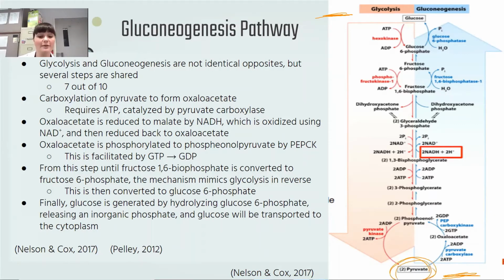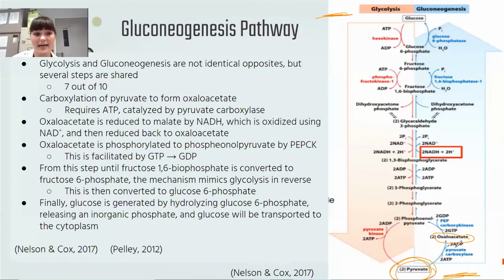But to zoom in and talk a little bit more specifically, we're going to see carboxylation of pyruvate, again where we're starting out for gluconeogenesis, and we're going to form oxaloacetate from that. That is going to require ATP, and it's catalyzed by pyruvate carboxylase. And then that oxaloacetate is reduced to something called malate by NADH, which is oxidized using that NAD+, and then reduced back to oxaloacetate ultimately.